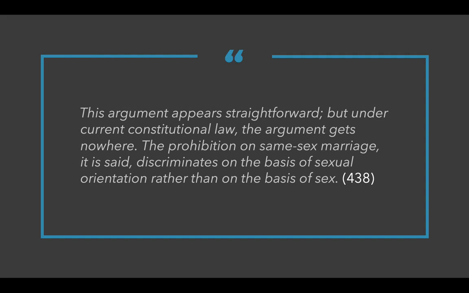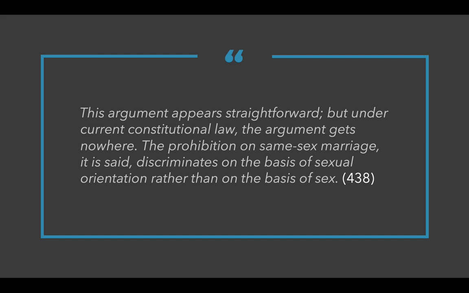Sunstein continues, this argument appears straightforward, but under the current constitutional law, the argument gets nowhere. The prohibition on same-sex marriage, it is said, discriminates on the basis of sexual orientation rather than on the basis of sex. So there's something intuitive about this, right? When we think about laws against same-sex marriage, we don't think we're discriminating against people based on sex. We think that the discrimination is based on sexual orientation, and that's the sort of explanation.